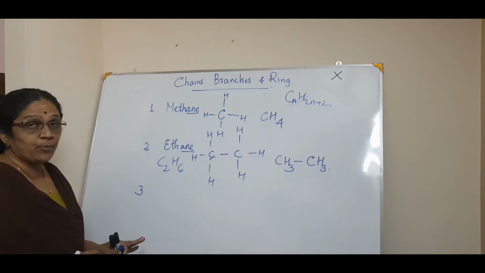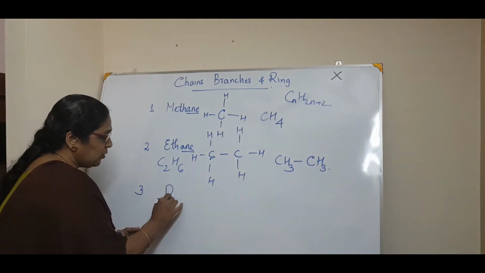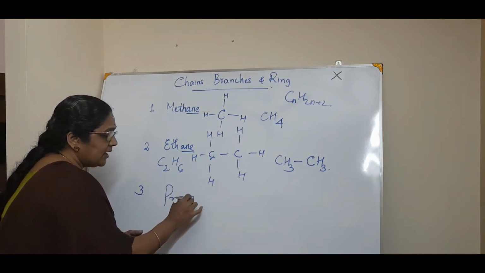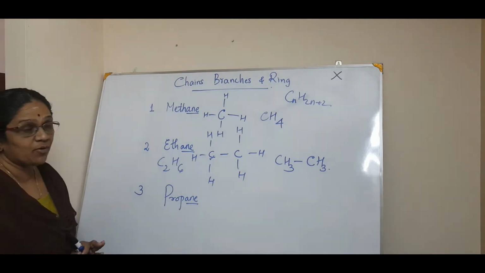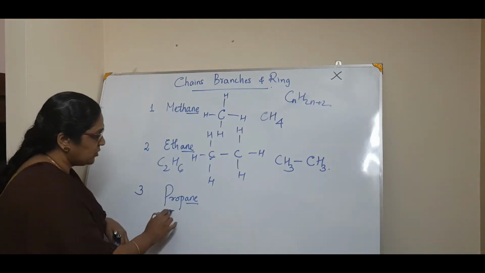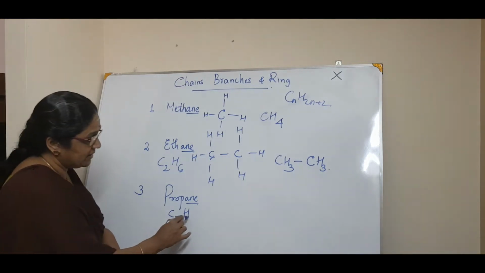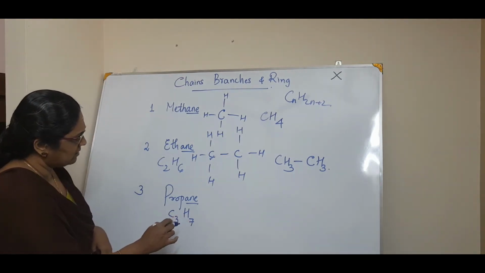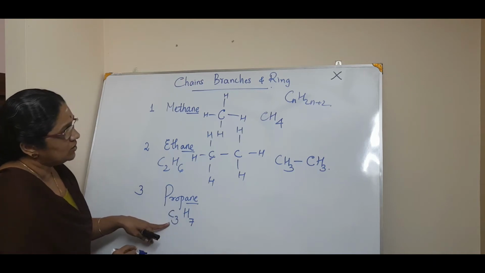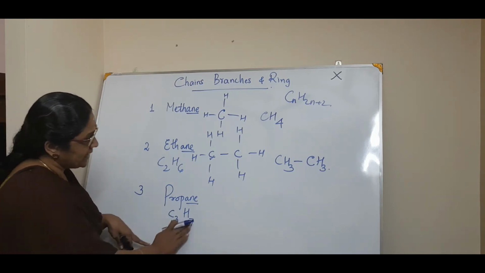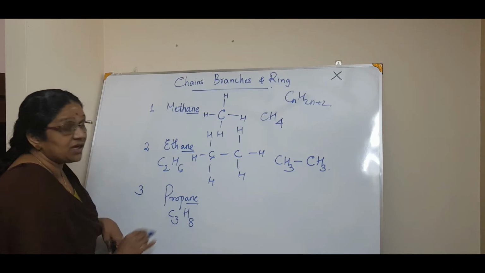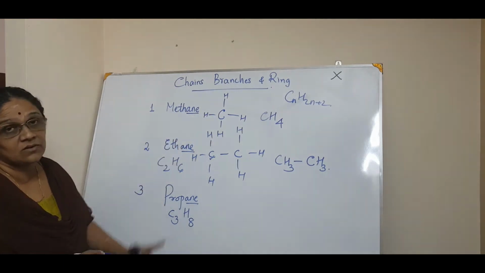Now coming to the third compound, 3 carbon atoms. What will you call? Prop, isn't it? So prop and ane. Ane means saturated, single bond. So there are 3 carbon atoms, so it will be C3H, how many? 8, isn't it? CnH2n+2, 3 into 2 is 6, plus 2, 8. Okay, C3H8. Just get into that formula, that's all.